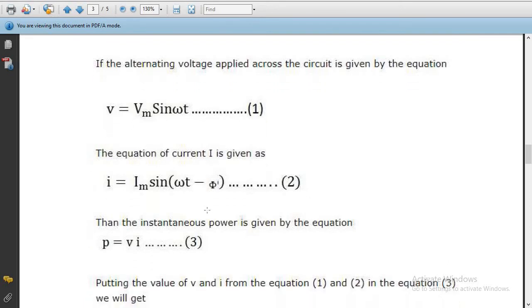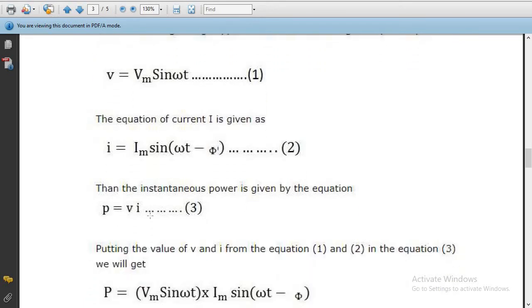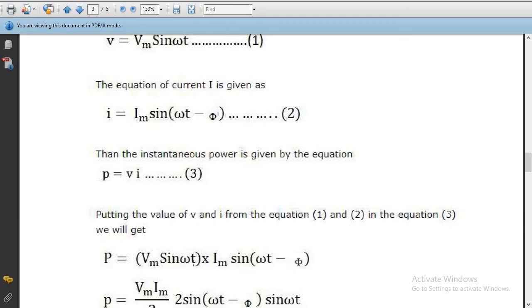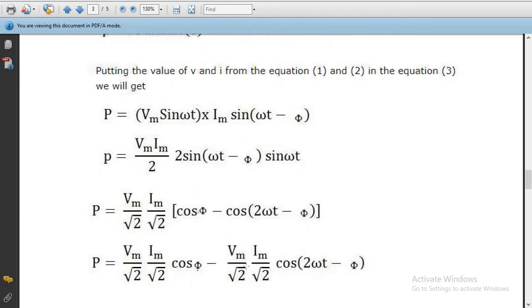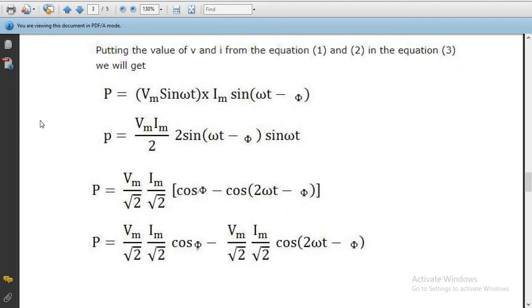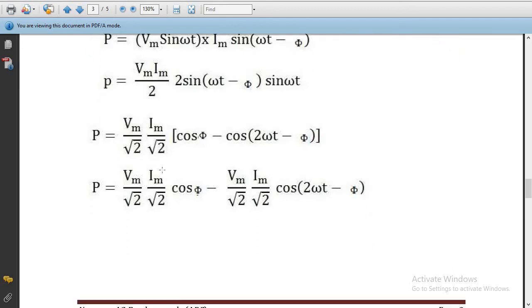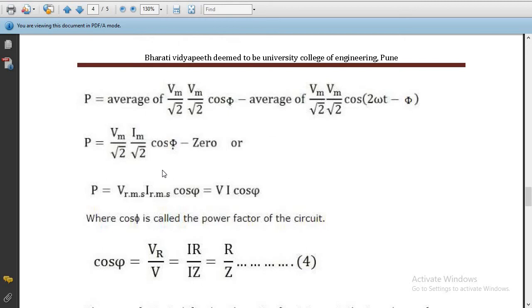Okay, so let us talk about power. Power will be equal to V into I. Substituting Vm sin omega t and Im sin(omega t minus phi), you can go ahead with the derivation slowly. With all the mathematical treatment, you can take Vm and Im out, and it will be Vm Im by 2 times sin(omega t minus phi) into sin omega t. If you continue with this derivation, what do you get? We get power as the product of the RMS values of V and I multiplied by cos phi.